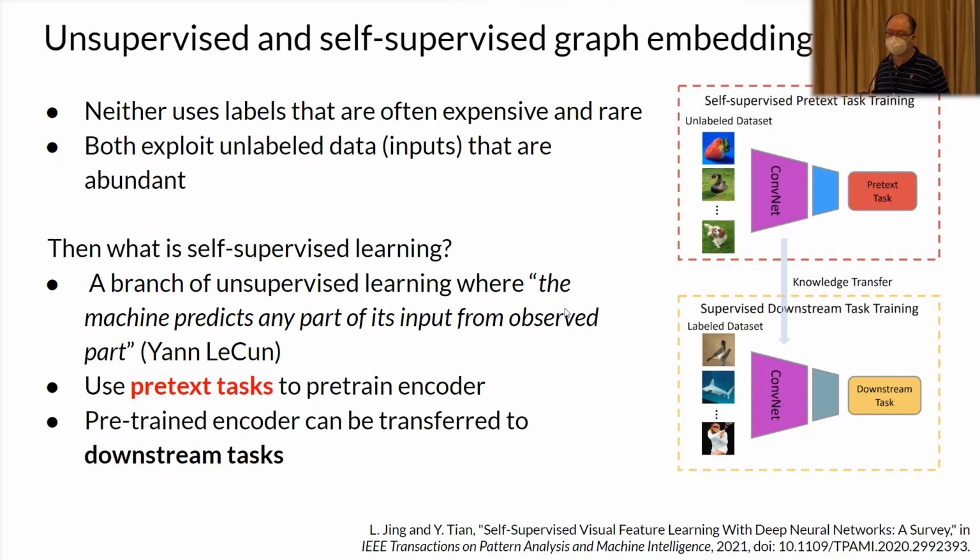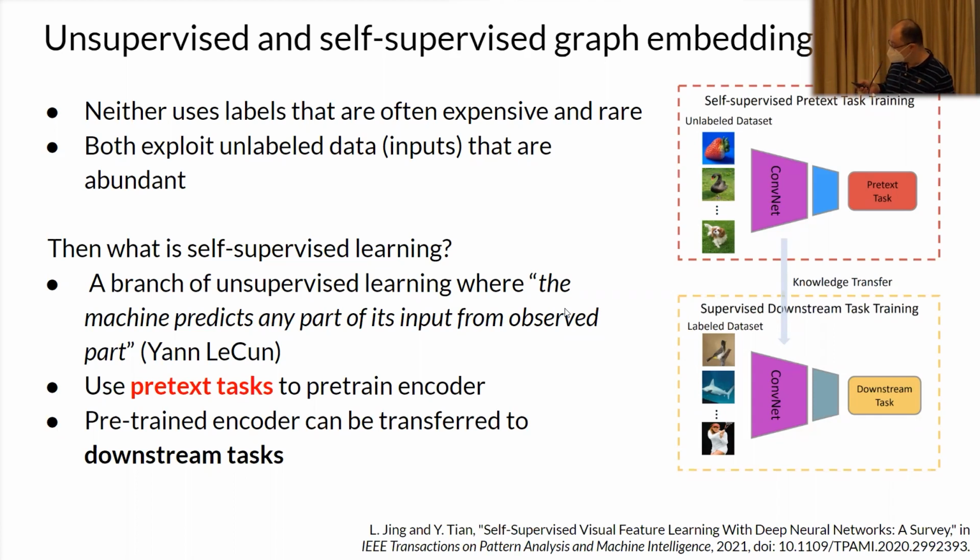We don't have a lot of protein sequences with structures determined, but we have so many protein sequences, right? So in this case, what is self-supervised learning? It's a branch of unsupervised learning. It's trying to use part of the input itself to predict the rest.